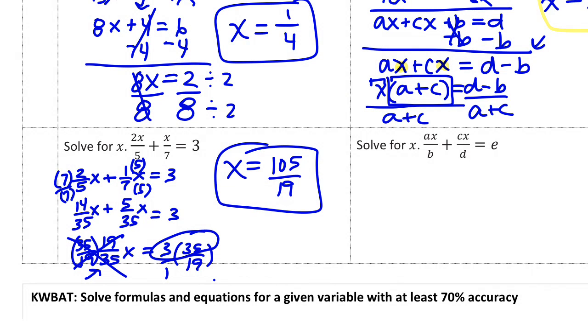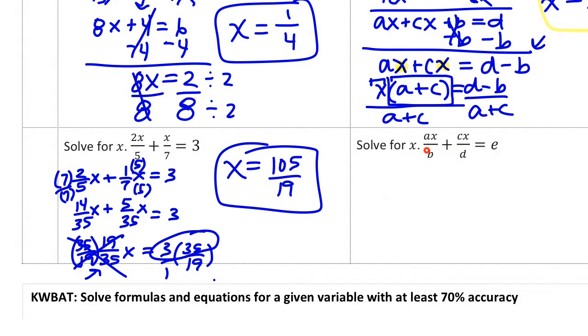Okay, so now let's take a look at a problem that's very similar, but doesn't have everything that we're used to it having. So you'll see here that we have a bunch of letters, not very many numbers, okay? But it works the exact same way. So the way I got this denominator over here was I multiplied the two denominators, right? 5 times 7 is 35.